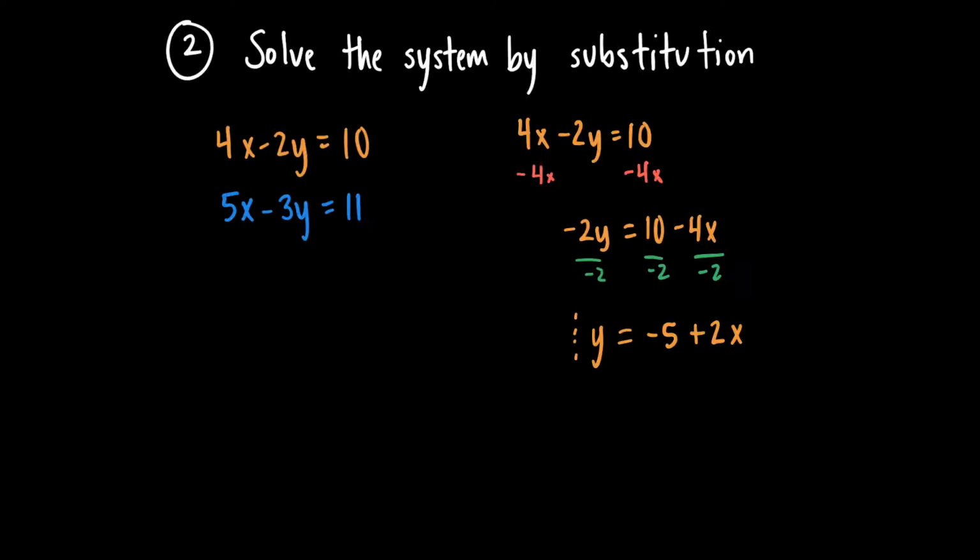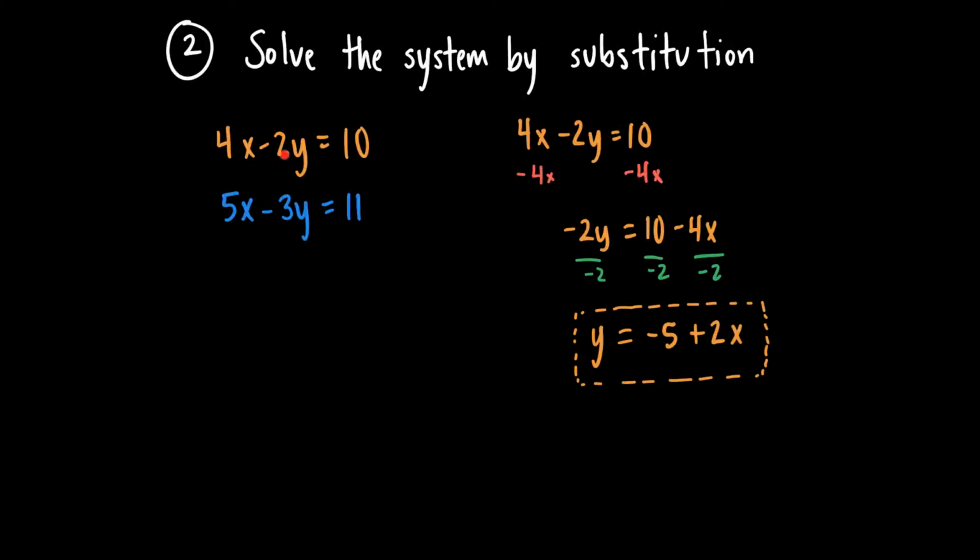Okay, so right here, it's not a solution or anything, but this is the information from the first equation in a much more nicely packaged form. This is saying literally the same thing as this, but what we can do now is that we know that y is equal to negative 5 plus 2x.